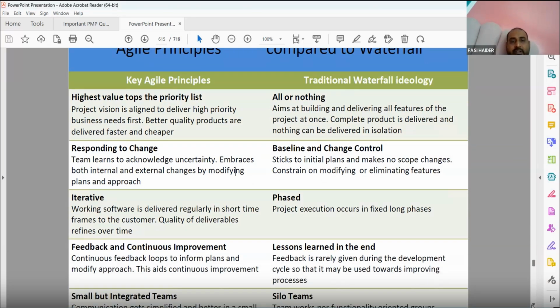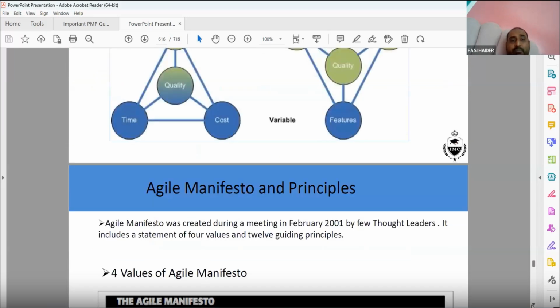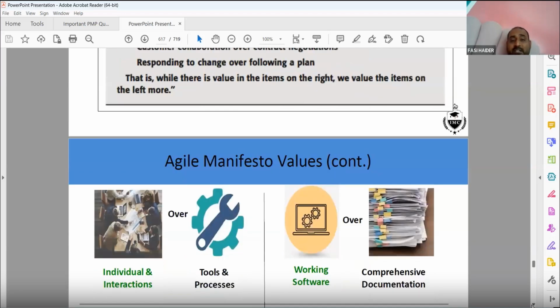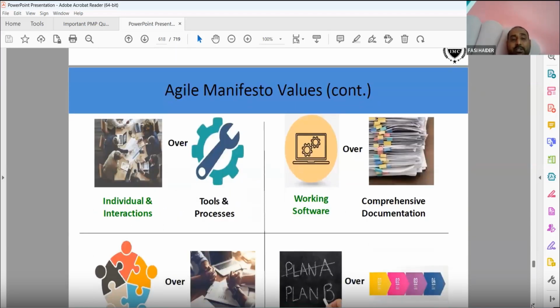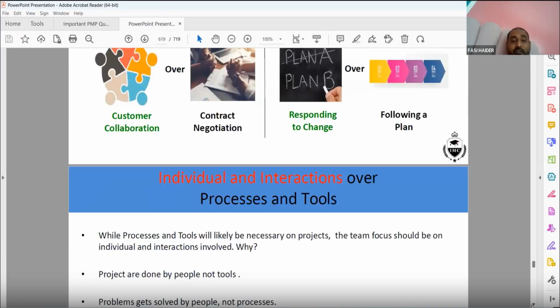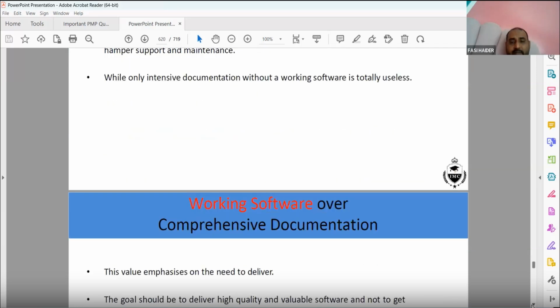Table of things, Agile Manifesto, 4 values of the Agile Manifesto. You prefer individual interaction over tools and process, working software over comprehensive documentation, customer collaboration over contract negotiation. You respond to change instead of following a plan and sticking to it. Then those things were explained here.